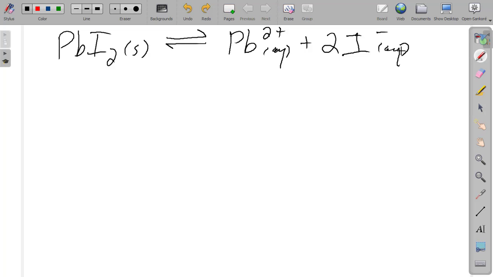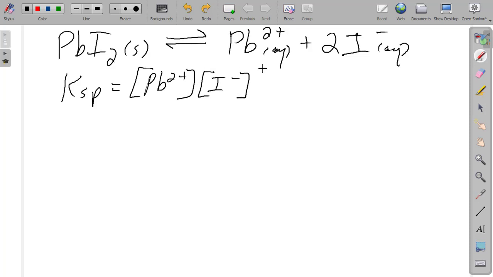Whenever you see it, you should be able to write it out as a dissociation. Alright, so now we have this. So the KSP is going to be equal to the concentration of lead in solution times the concentration of iodide in solution squared. Now we need numbers to fill in there if we're going to solve this.